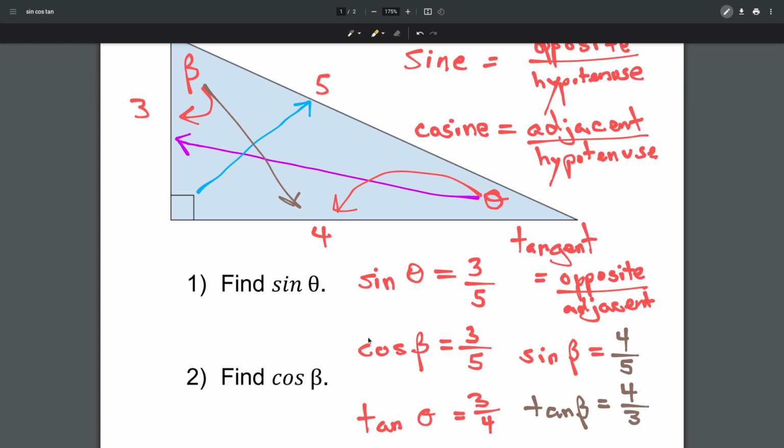Okay, last one I was going to do that we haven't done is the cosine of theta. I'm going to just squeeze that in over here. So cosine of theta, that's going to be the adjacent side here, which is 4, over the hypotenuse, which is 5. So 4/5, okay?